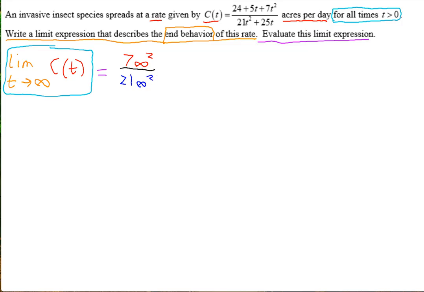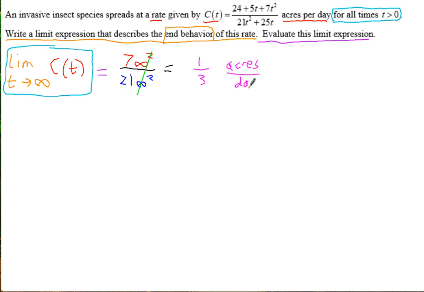And in this case, since the infinities have the exact same exponent, they completely reduce out. Or you can see if you subtract 2 minus 2, you get infinity to the 0, which is 1. And then 7 over 21 reduces to 1/3. And then the units, since they're given to us right here, would be acres per day.